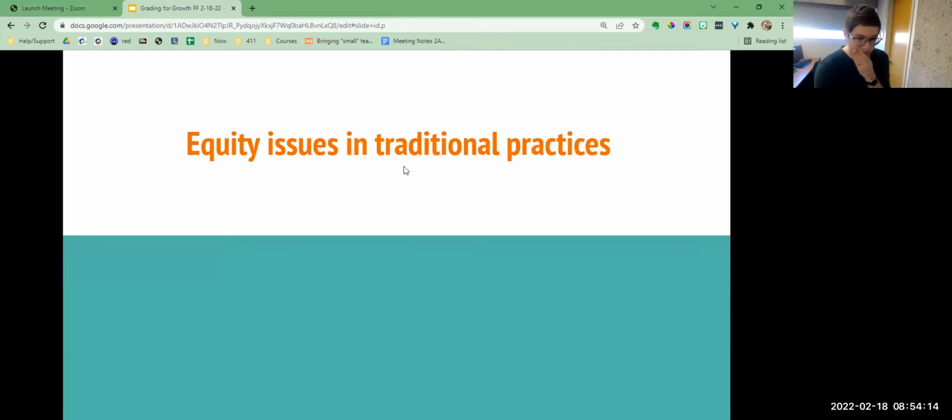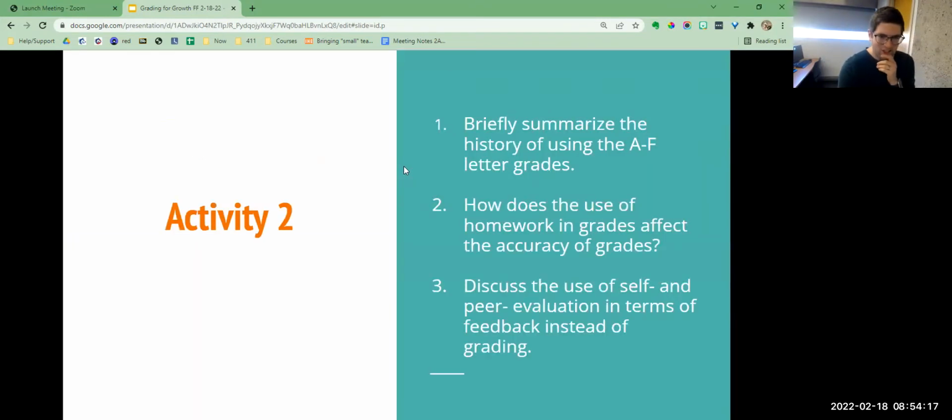So, getting into the equity issues of grading practices. Activity 2: I'll give you about 4 minutes on this to answer these 3 questions. The first one is to briefly summarize, either writing it down or internally, using the A through F letter grade, based upon your prior knowledge or whatever I talked about here. Then answer the question, how does the use of homework grades affect the accuracy of grades? And third, discuss the use of self and peer evaluations in terms of feedback instead of grading. I'll give you 4, maybe 5 minutes to answer these questions.